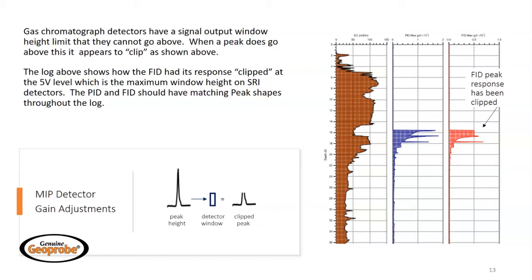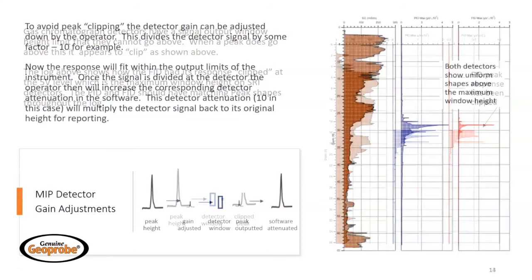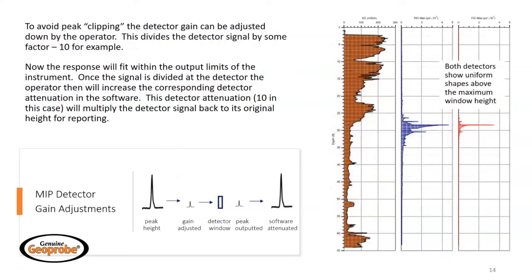To report above these levels, we must change the gain setting on the detector, or the GC, and the attenuation setting in the software. Adjusting the gain will divide the signal down so that the detector can output the full signal, and the software attenuation factor will multiply the response back up to scale in the software.